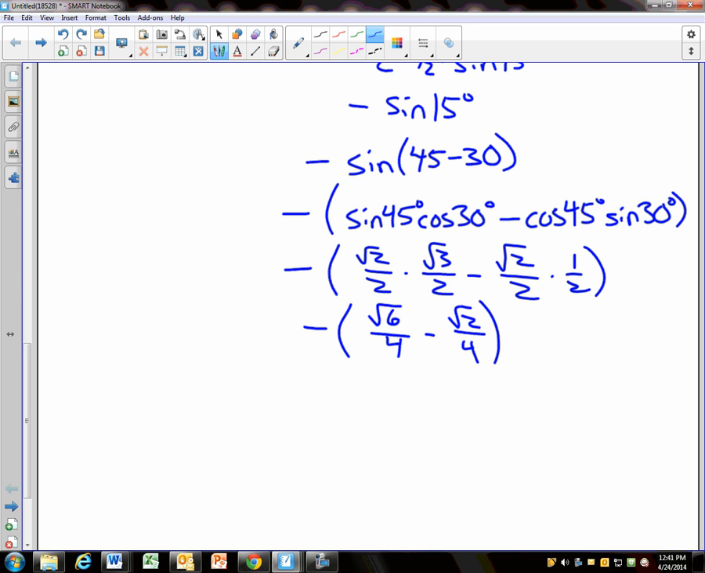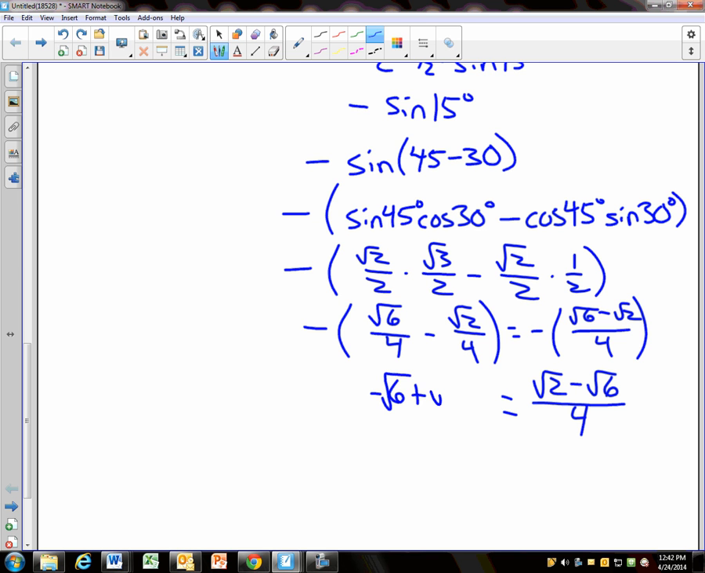They have the same denominator. So that's negative root of 6 minus the root of 2 over 4. If you distribute your negative through, what happens to the square root of 6? It becomes negative, and the square root of 2 becomes positive. So this is the way I chose to write it. Some people really don't like that, and they would rather write it as negative root of 6 plus the root of 2 over 4. It doesn't matter. They're the same. Freedom of choice.